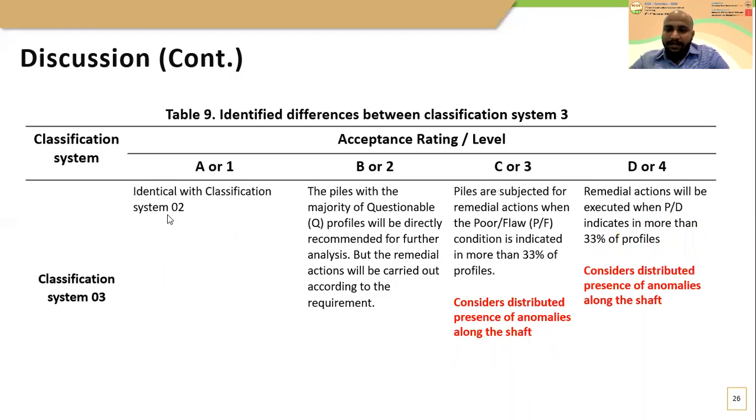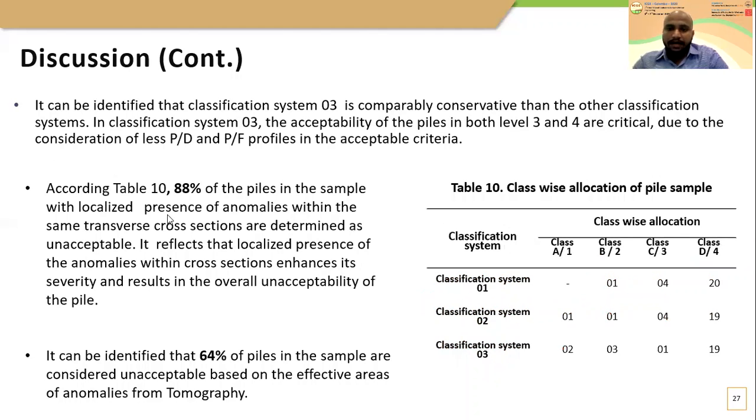In system 3, acceptance level 1 is identical to classification system 2. Both acceptance levels 3 and 4 consider the distributed presence of anomalies along the shaft. It can be identified that classification system 3 is comparably more conservative than the other classification systems due to the consideration of a lower percentage of poor defect and poor flow profiles in the acceptable criteria.